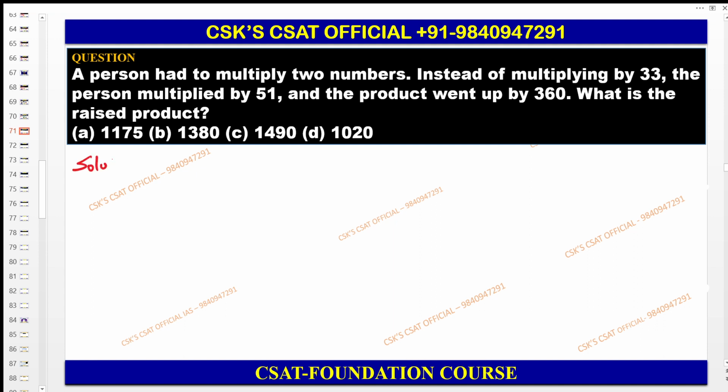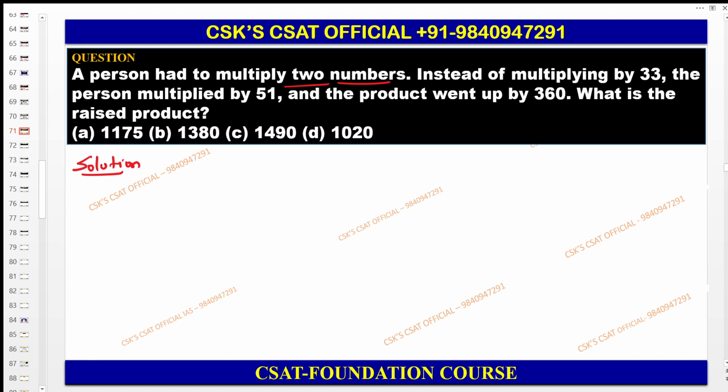Listen carefully. A person had to multiply two numbers, right? You can say that as x and y also. Instead of multiplying by 33, a person multiplied by 51. The person multiplied by 51. The product went up to 360.